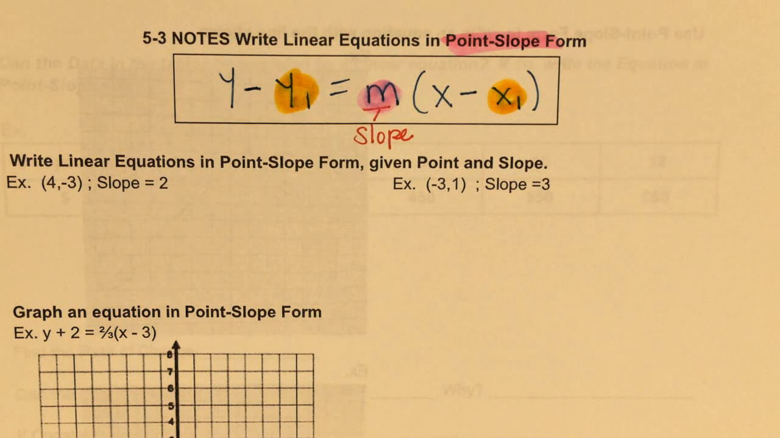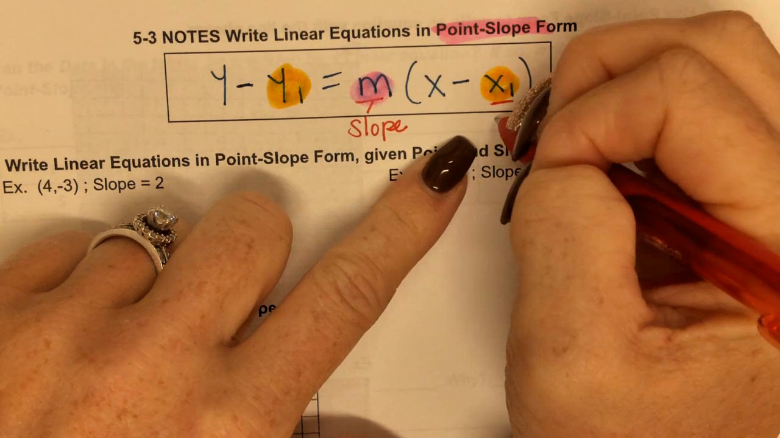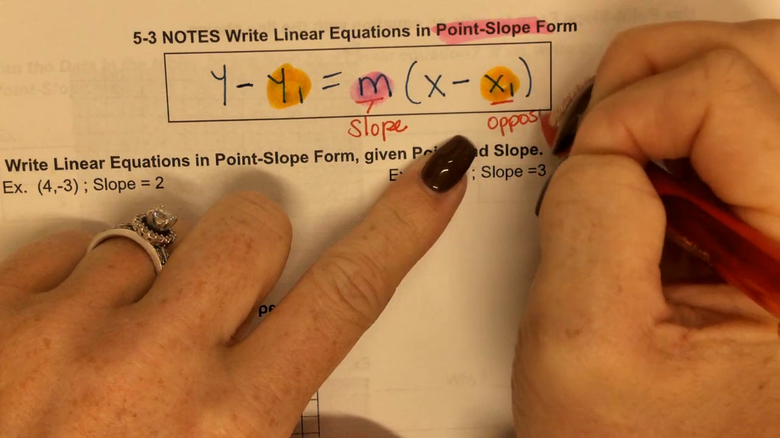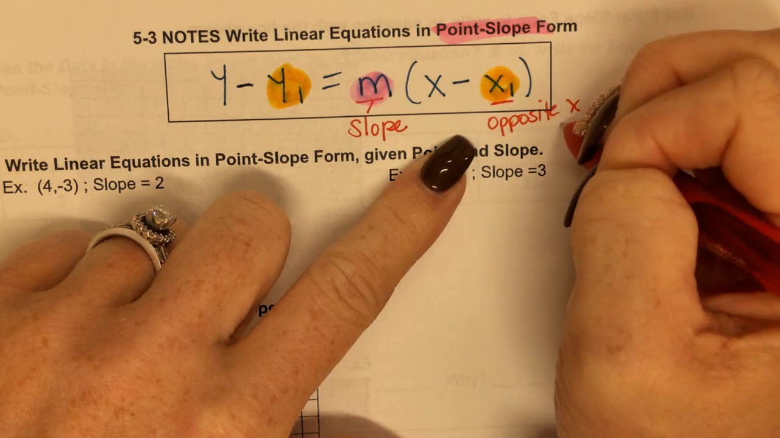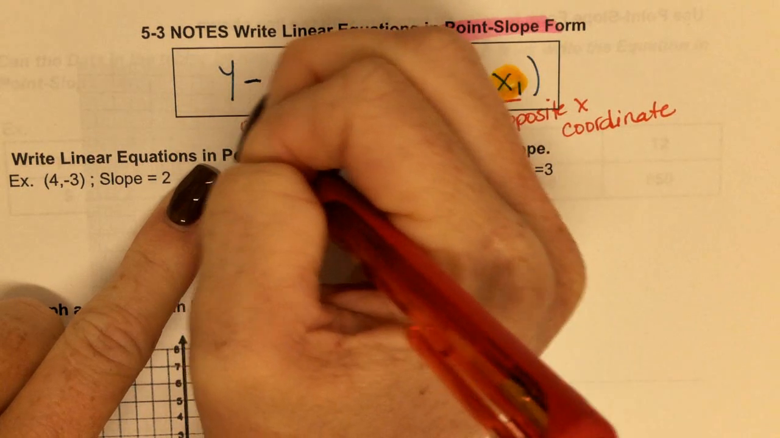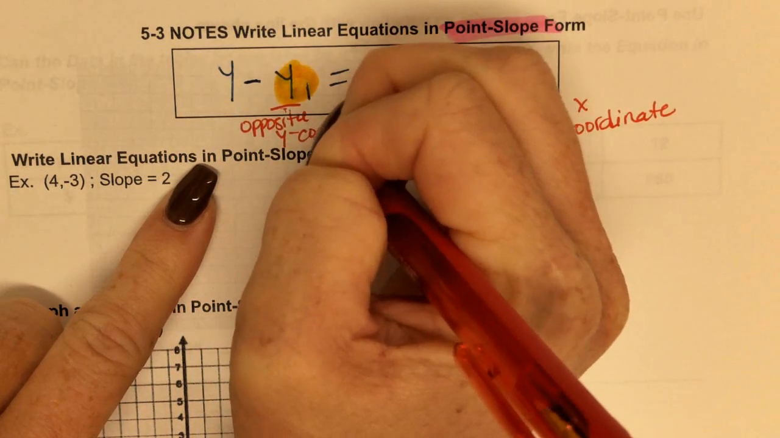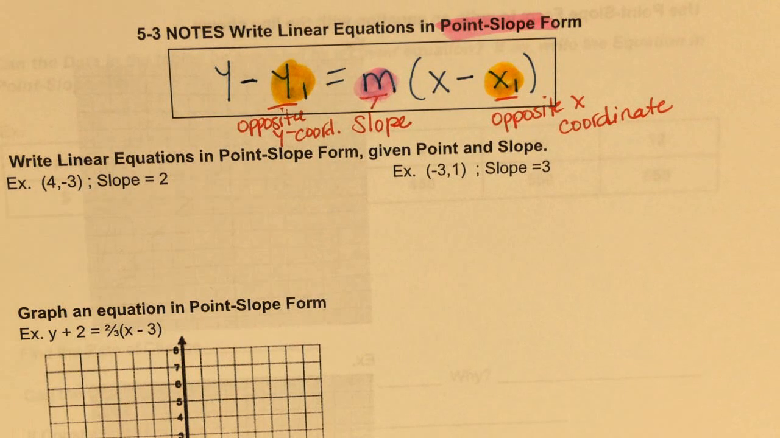Okay, so underneath this is going to be your opposite x coordinate. And this will be the opposite y coordinate. And you could abbreviate.